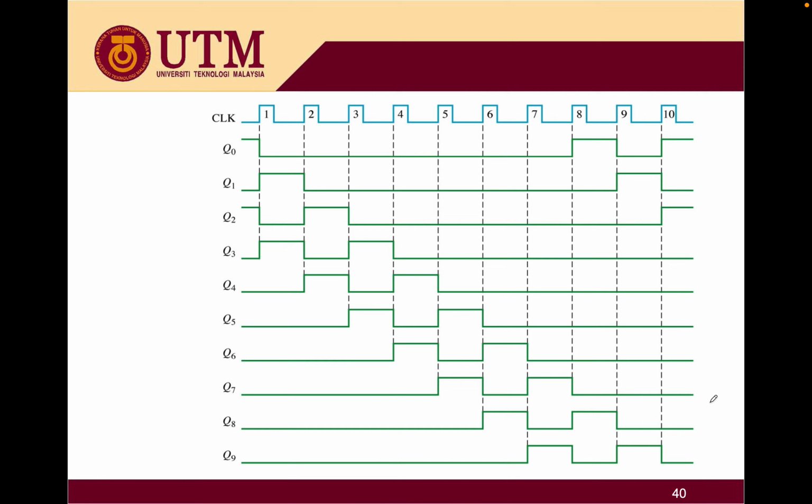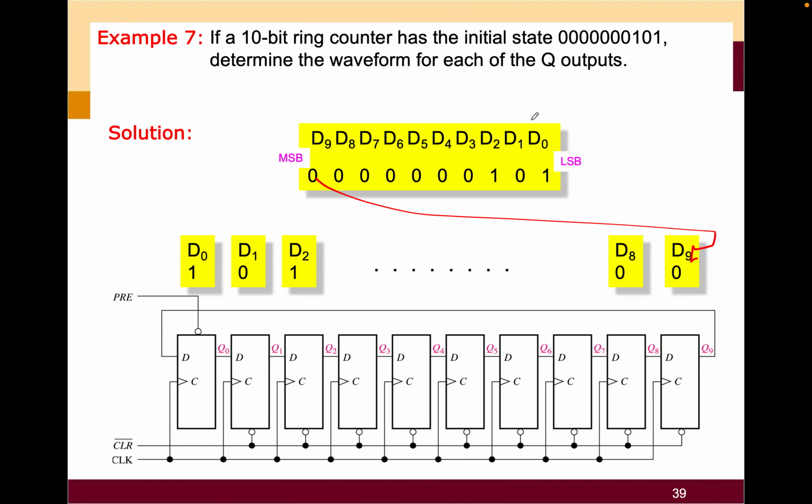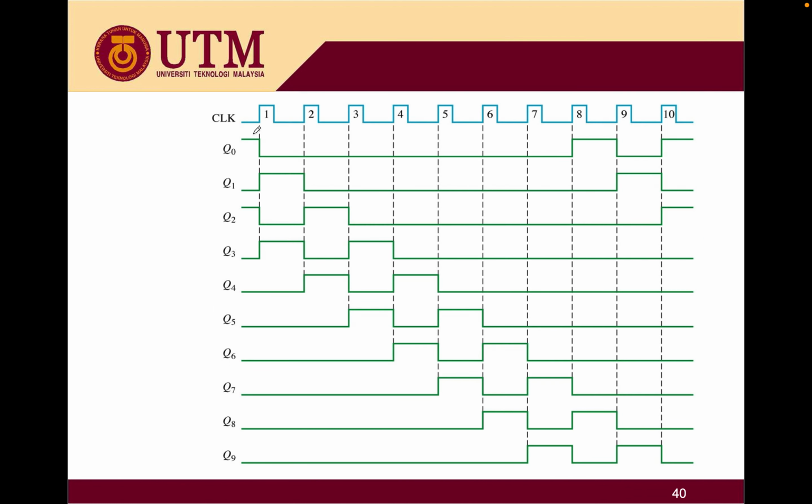How about the input? It's going to follow a similar thing, but you're going to feed it with your D0 right at the end, so it's going to start with your MSB. Let's say for the MSB, you're going to start with 0.